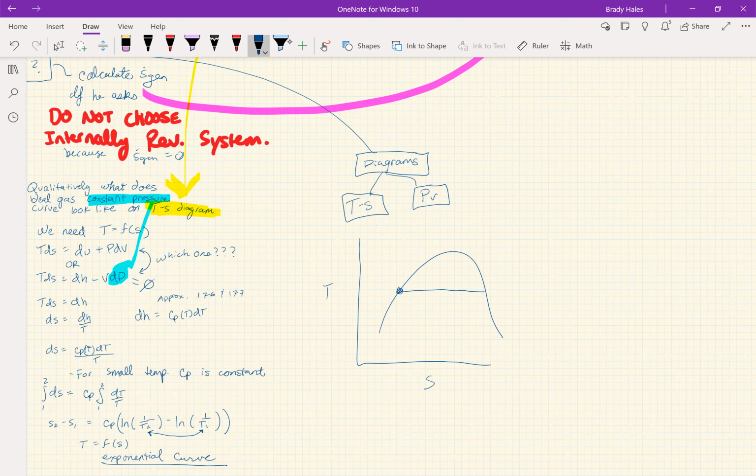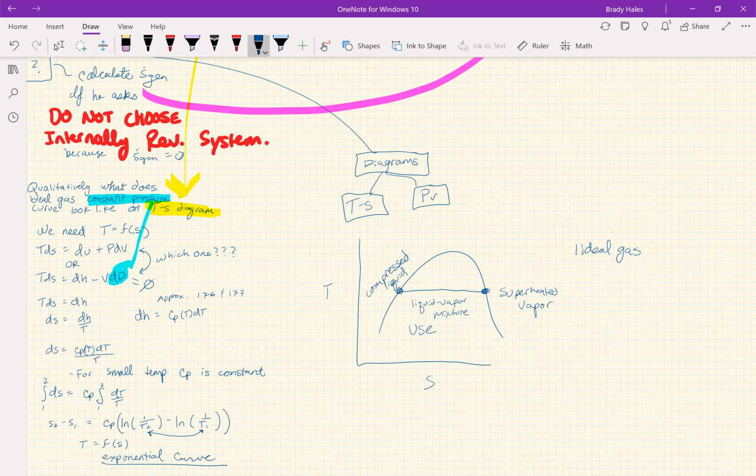So anything in here is liquid vapor mixture. This is superheated vapor. This over here is ideal gas. And over here is compressed liquid. Right?